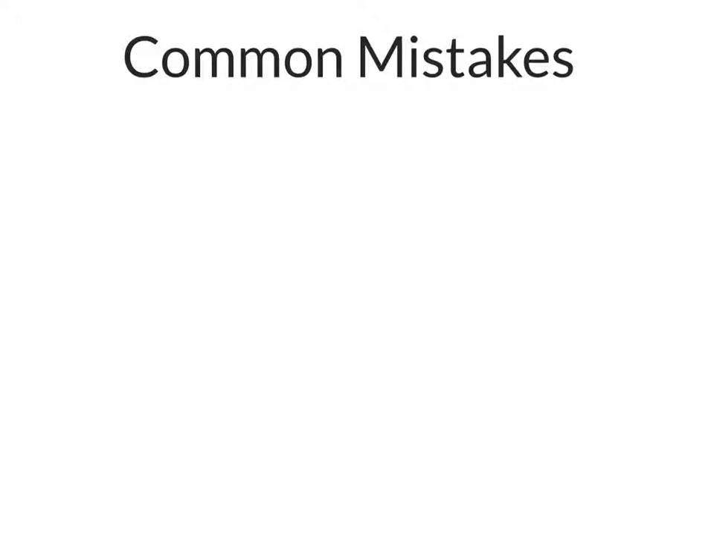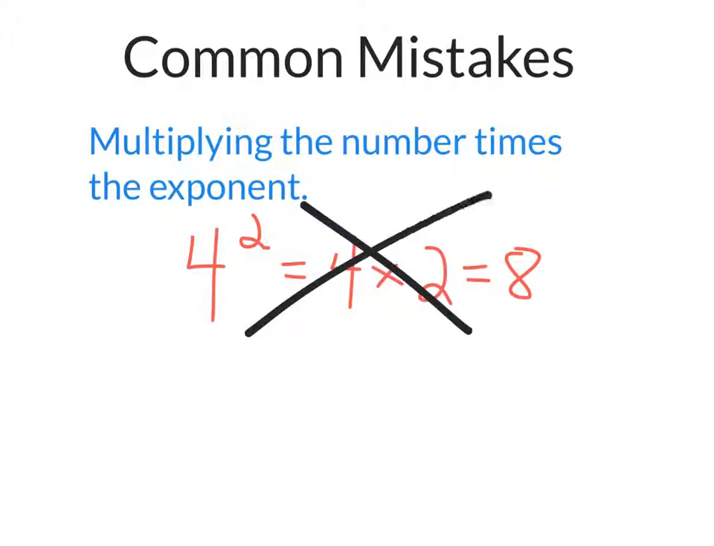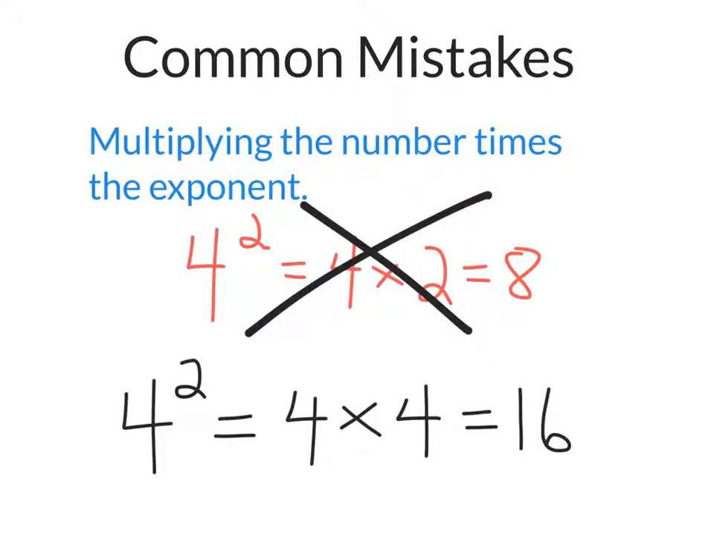Another common mistake people make is multiplying the number times the exponent. Here's an example of what not to do. You do not simply multiply 4 times 2 to get 8. That would be incorrect. The correct way to handle it would be to multiply 4 times itself 2 times. So 4 times 4, which would equal 16.